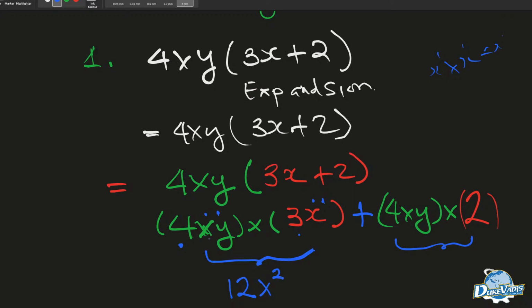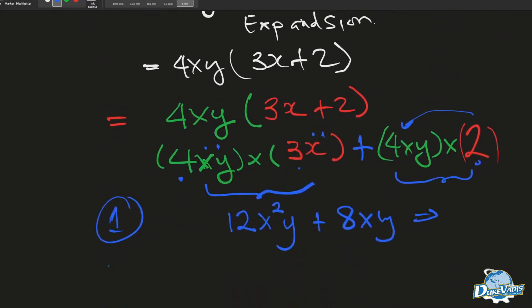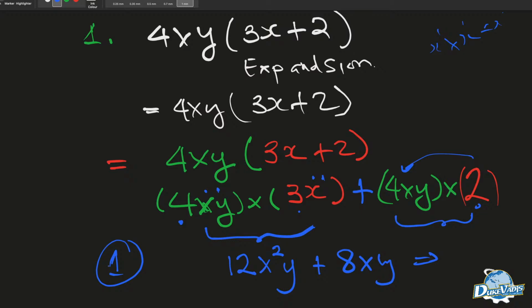My y is also multiplying them. With the second one, all I can do is multiply 2 by 4. So 2 times 4 is 8, so I'm going to get 8xy. I bring the sign, plus 8xy. So this is my first answer to question 1, and this is what I've got.